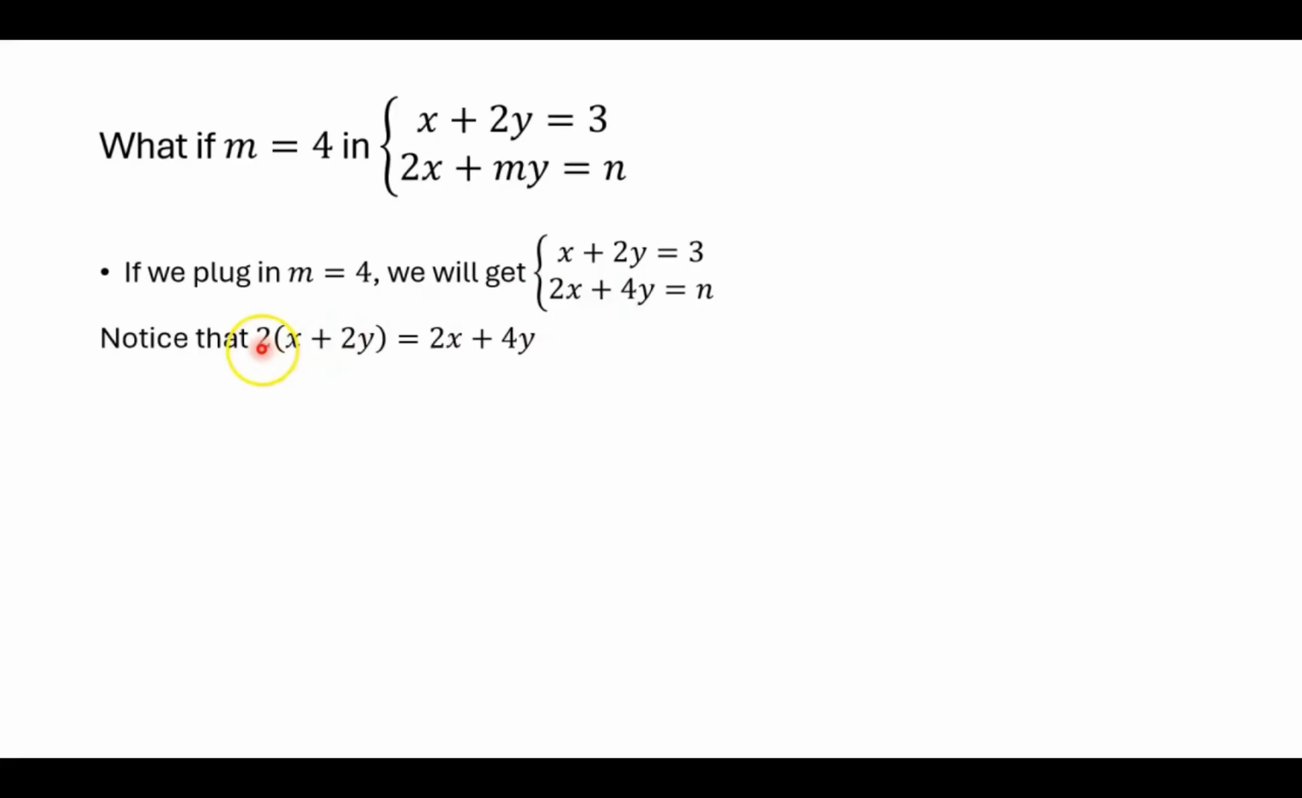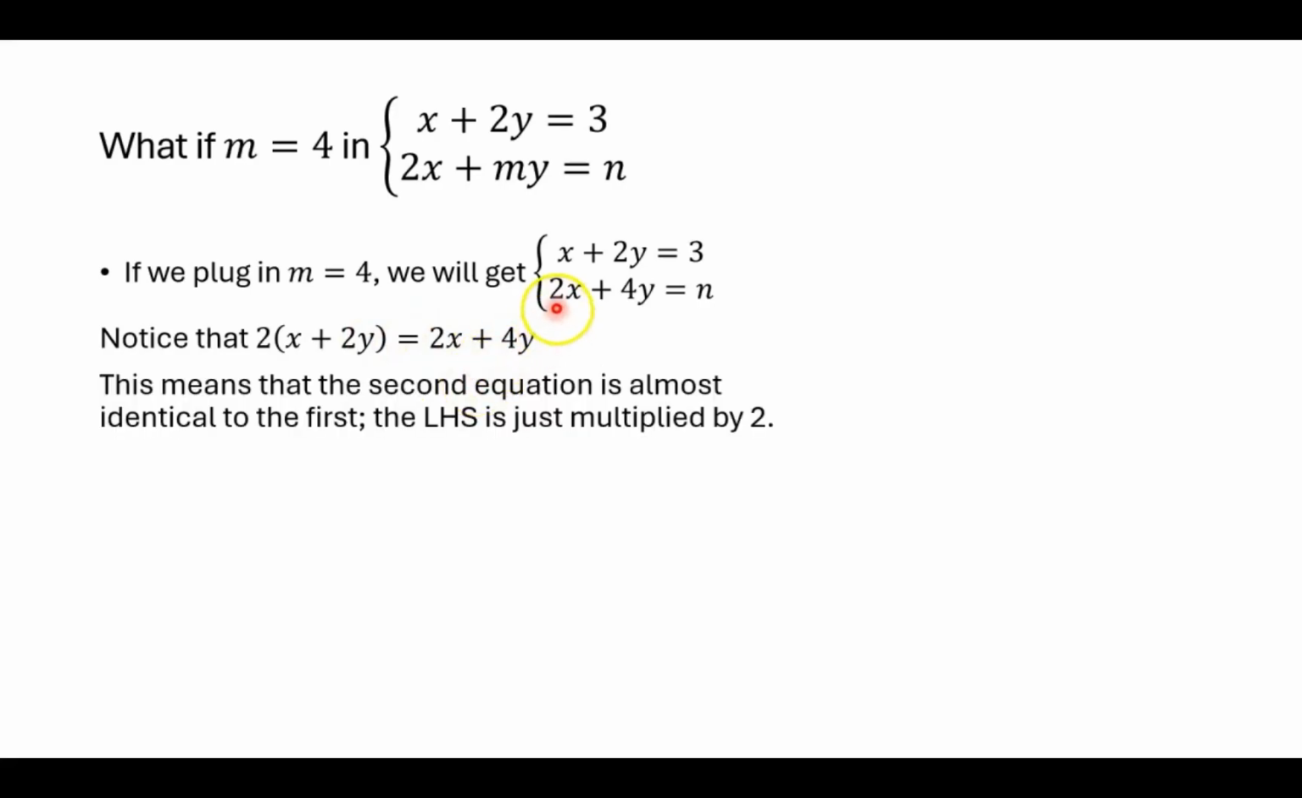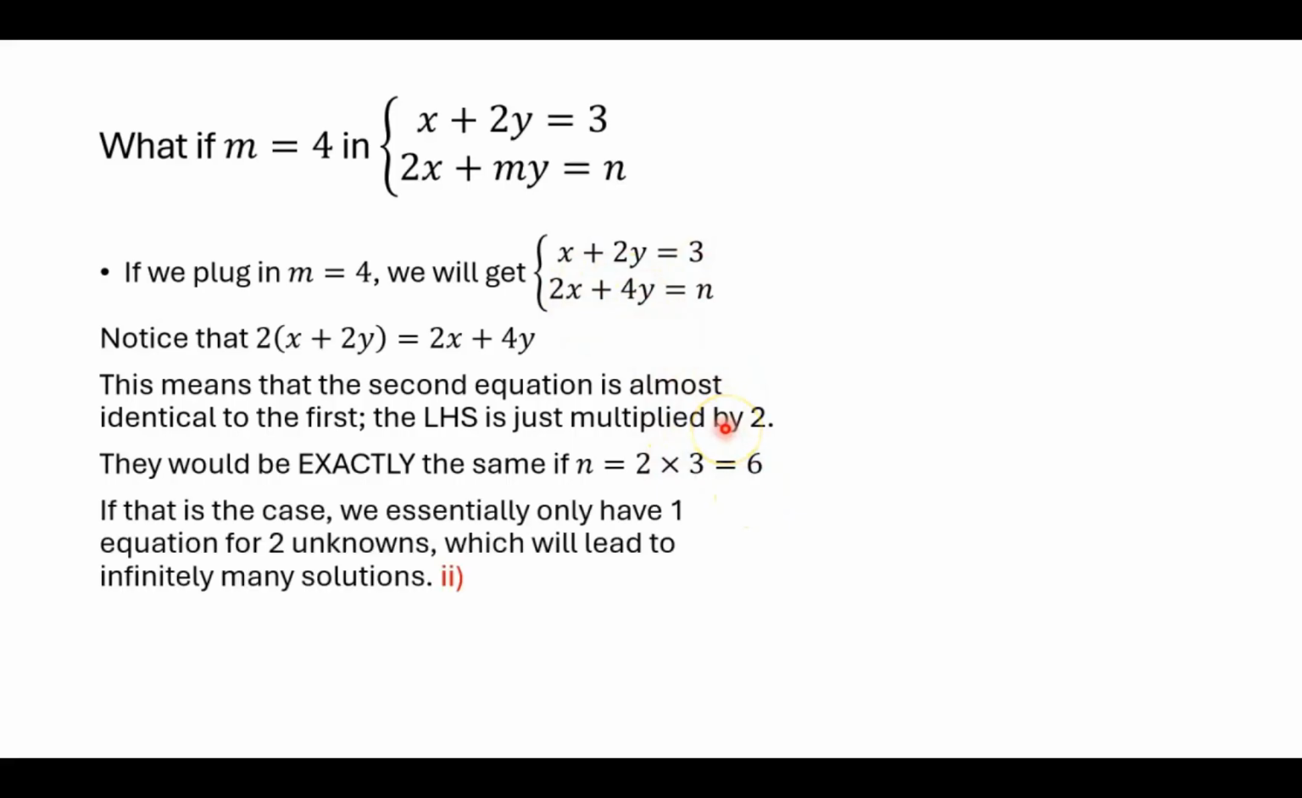And you can actually notice that if you multiply this first equation by 2, you will get 2x plus 4y. And this is exactly the same as this one. The second equation is almost identical to the first. The left hand side is just multiplied by 2. And they will be exactly the same if n is also multiplied by 2. So if n is 3 times 2, which is 6, the two equations will be exactly the same.